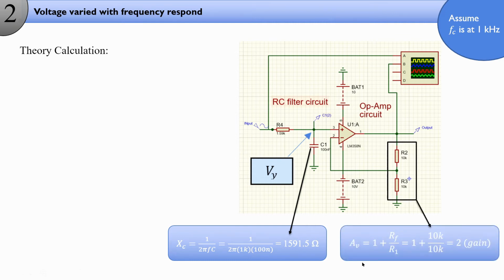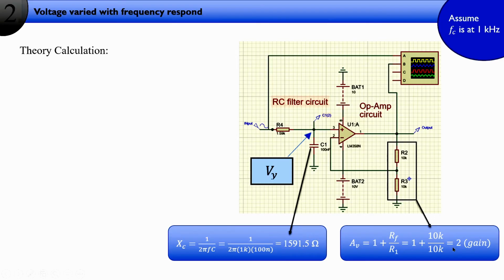The next thing is the gain. We are using the gain formula for the non-inverting op-amp, because the op-amp is using the non-inverting side. The non-inverting op-amp gain calculation uses the formula 1 plus RF over R1, which is 1 plus 10k over 10k ohm. We get a gain of 2 for this amplifier.